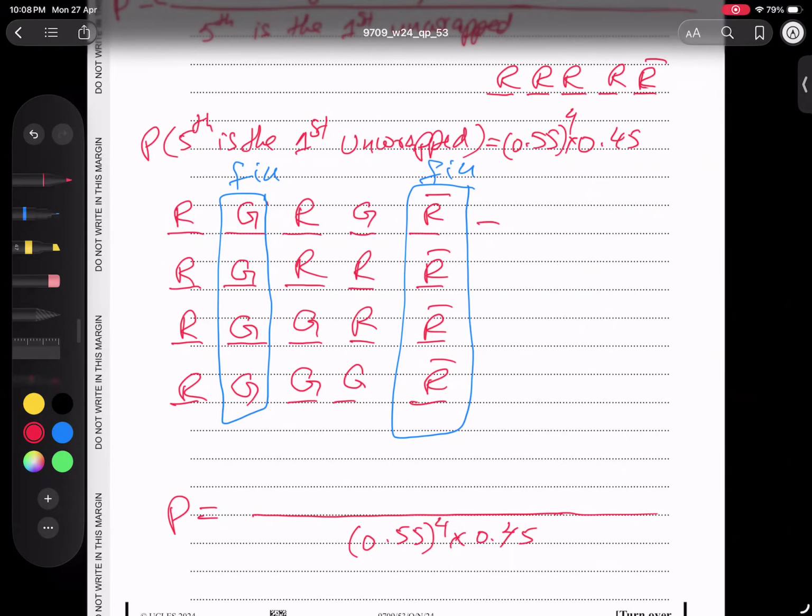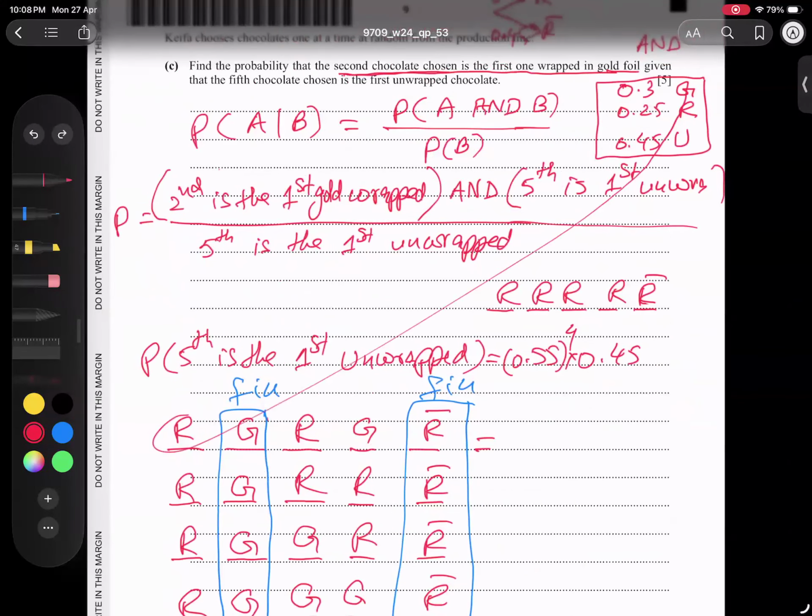What is the answer, students? Red. So what is the red chance? See on top, red chance is 0.25. But how many reds do we have? 2 reds. So I can say 0.25 to the power 2. Why power 2, students? I can write it separately, no problem, or I can say power 2, because 2 reds are there and 2 gold foils are there. And gold foil is 0.3, so 0.3 to the power 2. And last is unwrapped, so 0.45, one time only. So I think you understand, students.